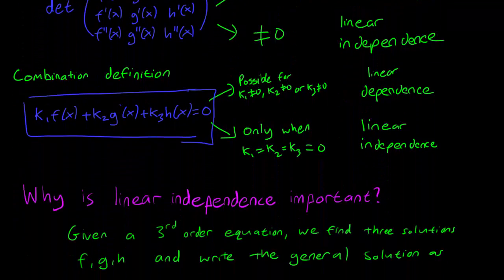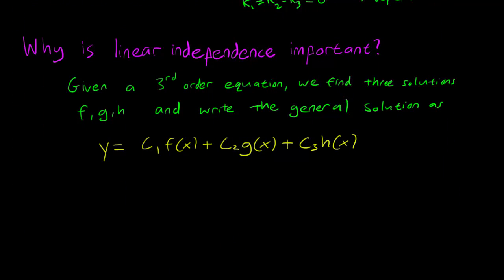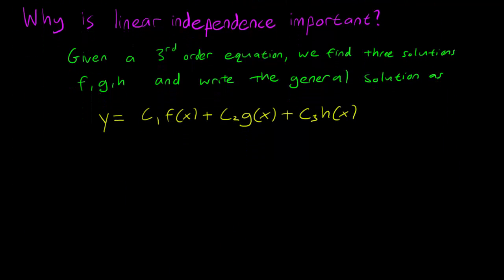Let us discuss briefly now why linear independence is so important. So let's think about how we solve a third-order linear homogeneous equation. We find three solutions, f, g, and h, and then we use the principle of superposition to write down a solution as c1 f plus c2 g plus c3 h, and this is our candidate for the general solution of the differential equation.